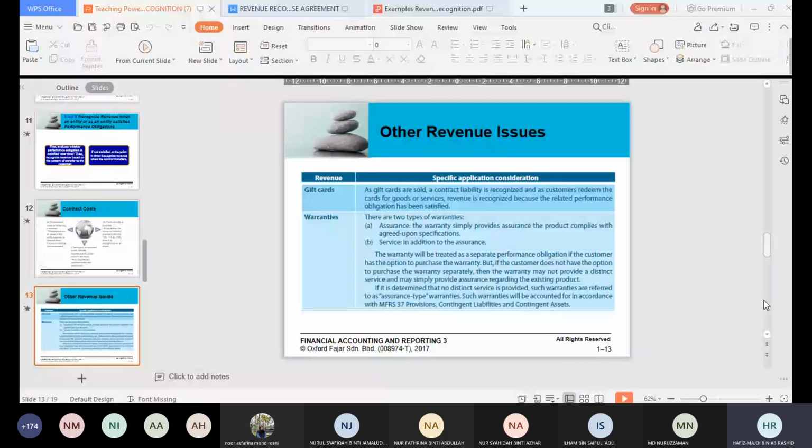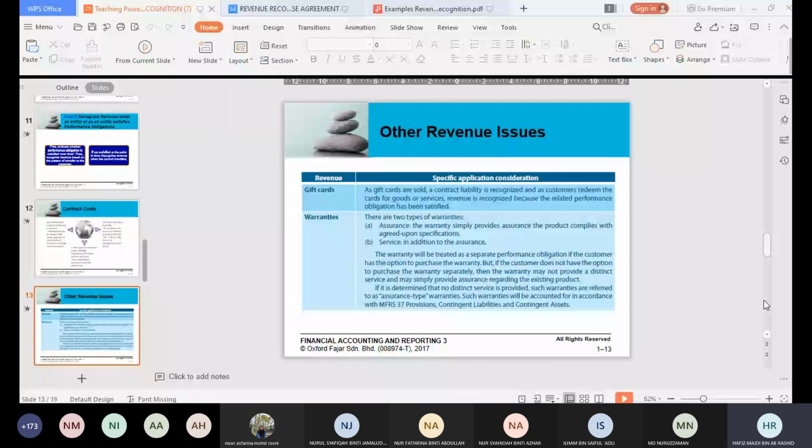Okay, so once the gift card is sold, the entity needs to recognize a contract liability. It can only be recognized as revenue when a person redeems that gift card from your company. So that is another issue. The third issue is with regard to warranty. Okay, warranty. And in terms of warranty, I think it is also quite common practice now.